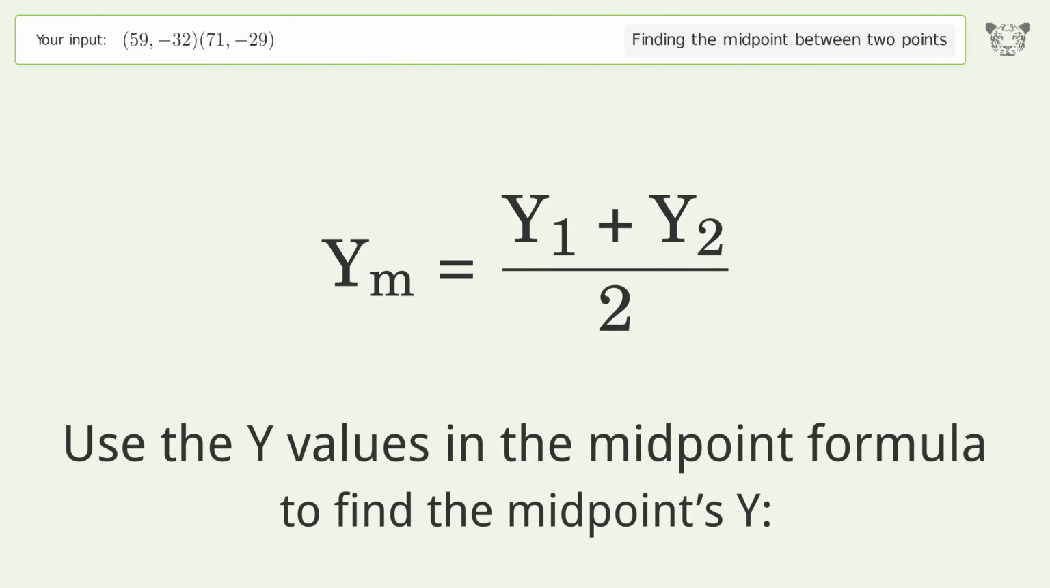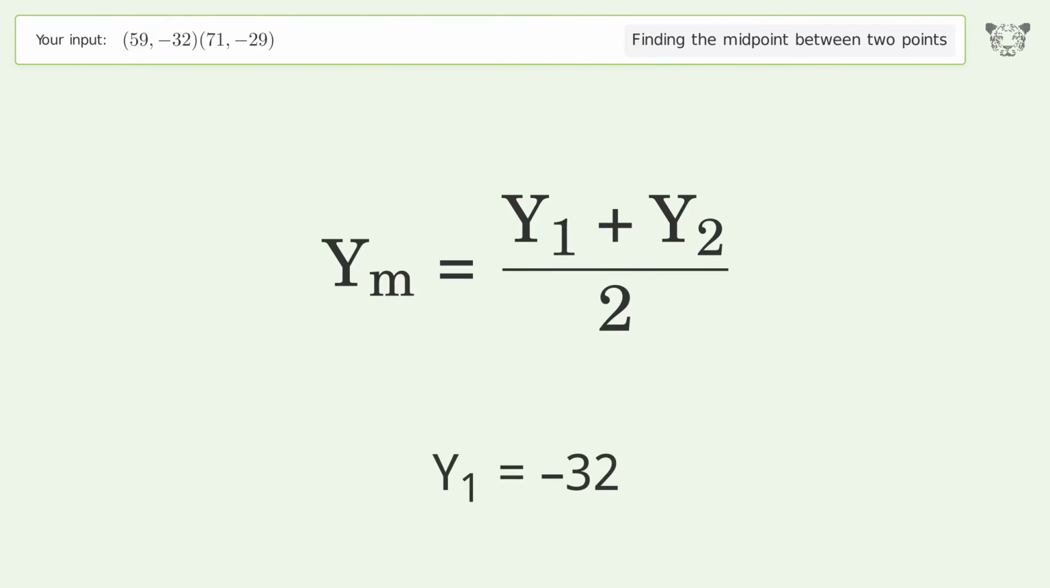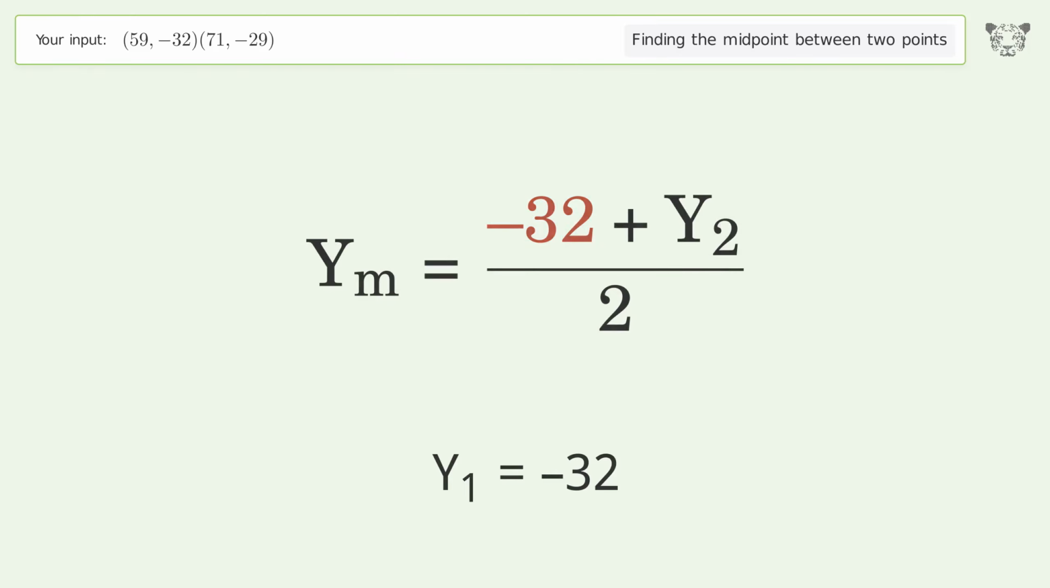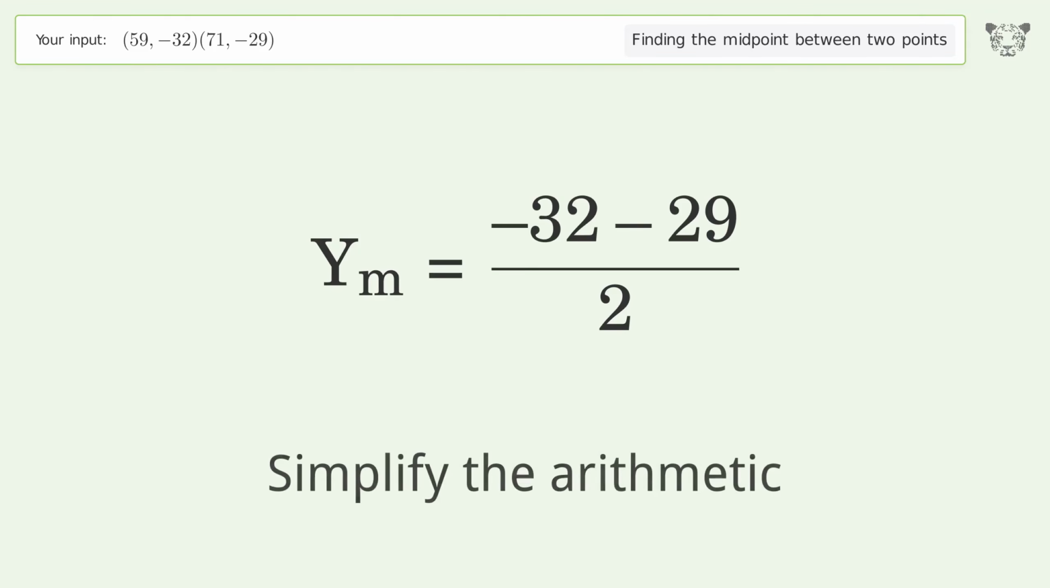Use the y values in the midpoint formula to find the midpoint's y. y1 equals negative 32. y2 equals negative 29. Simplify the arithmetic.